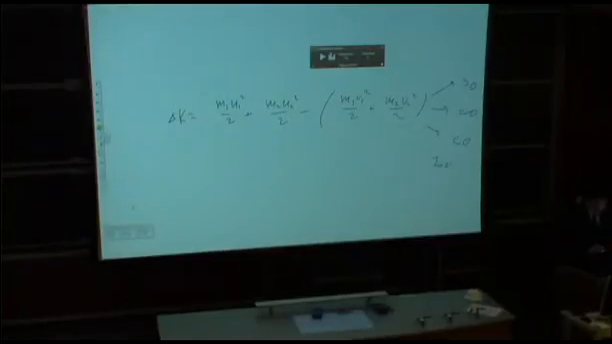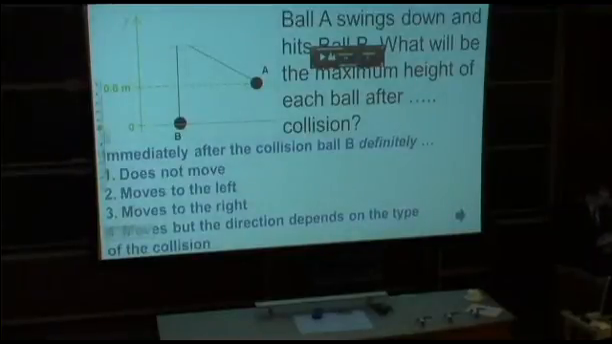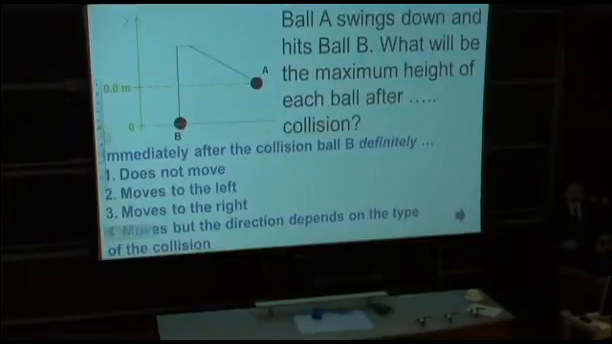Inelastic, elastic, super elastic. So now we know all the numbers, so we can just calculate the numbers and see what's happening. If I remember correctly, it was a regular inelastic collision. Some energy was lost.